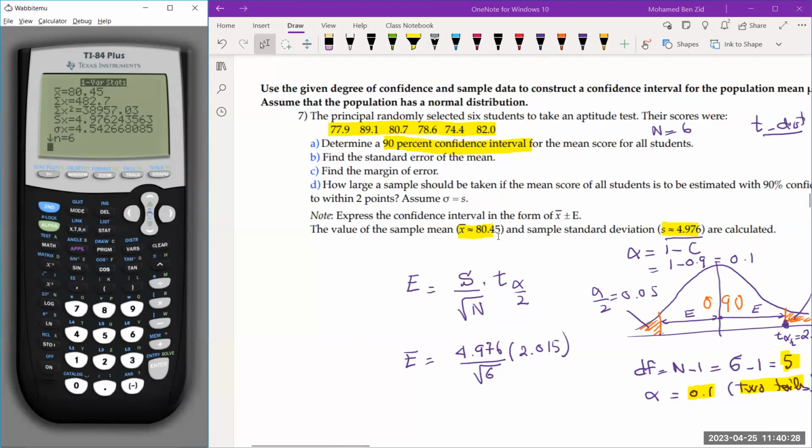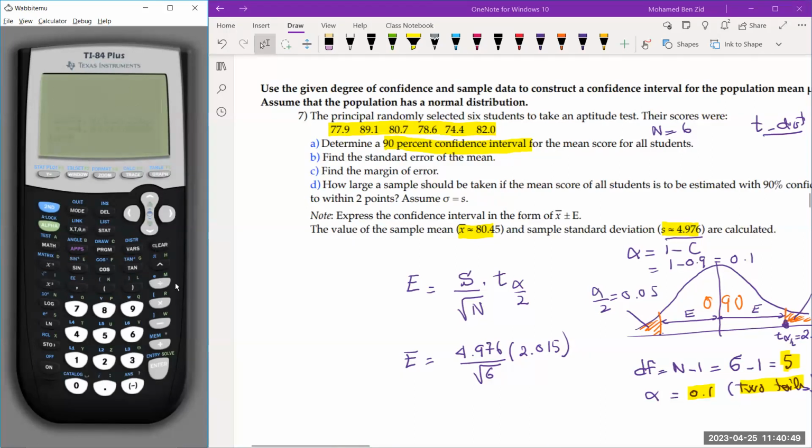That's the same value that I got here. And the Sx is 4.97624. So 4.976, you should be fine. All right. So that's how you get the values, even if they don't give it to you as a hint, right? Now, I need to calculate the error.